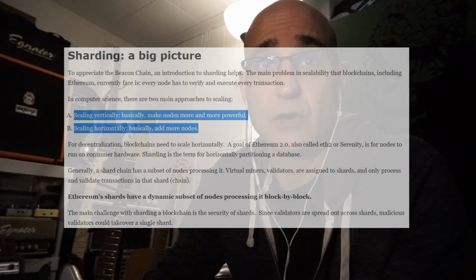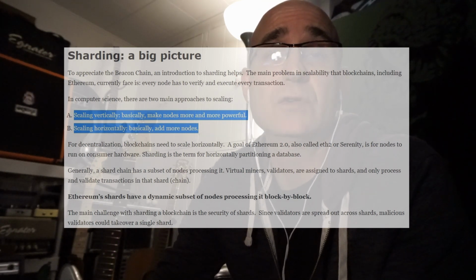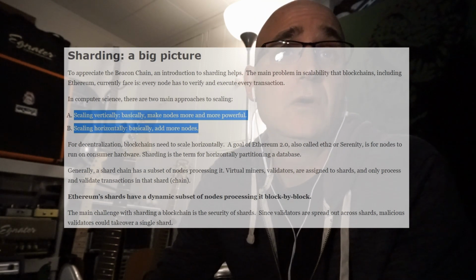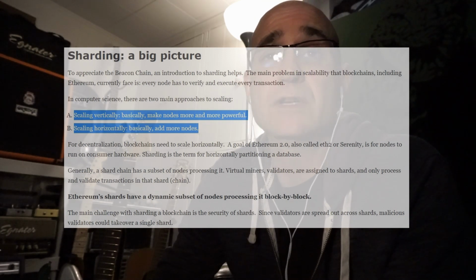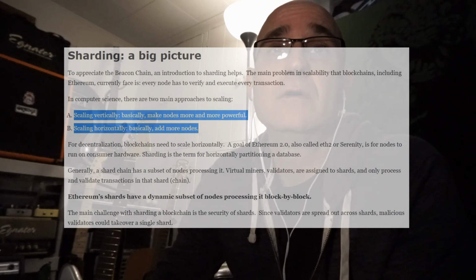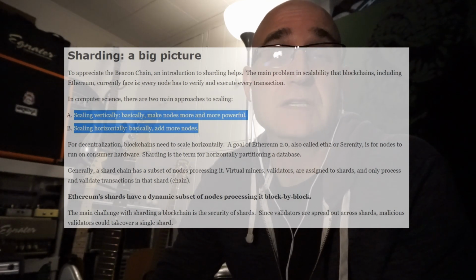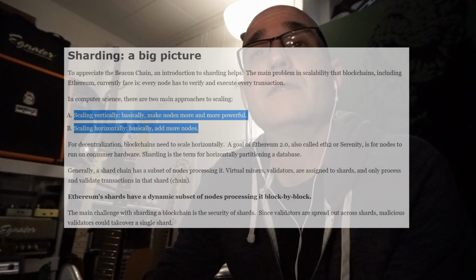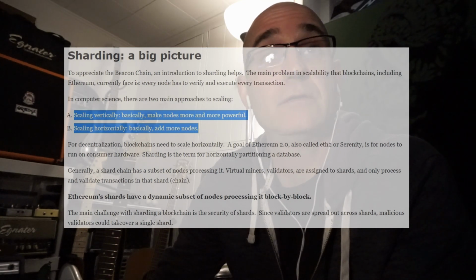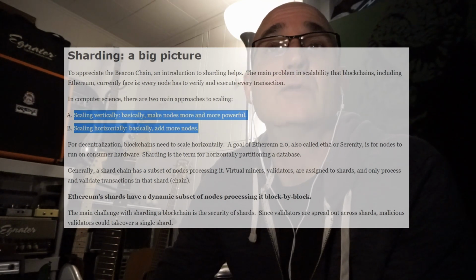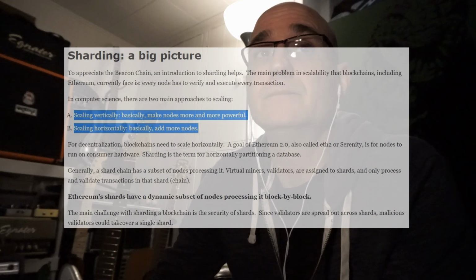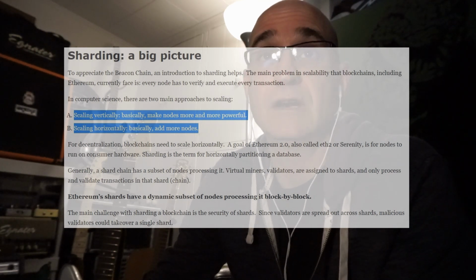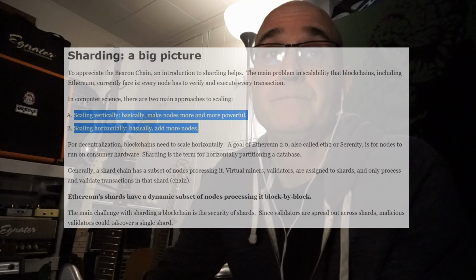One, scaling vertically, basically making nodes more and more powerful. Or two, scaling horizontally, basically adding more nodes. For decentralization, blockchains need to scale horizontally. A goal of Ethereum 2.0, also called ETH2 or Serenity, is for nodes to run on consumer hardware. Sharding is the term for horizontally partitioning a database.